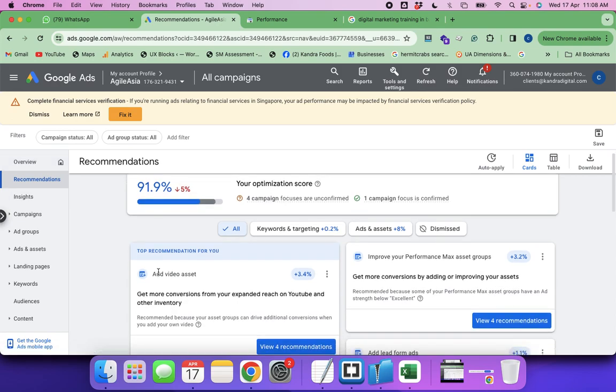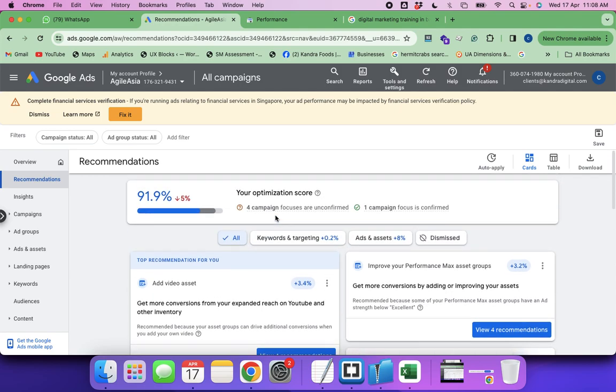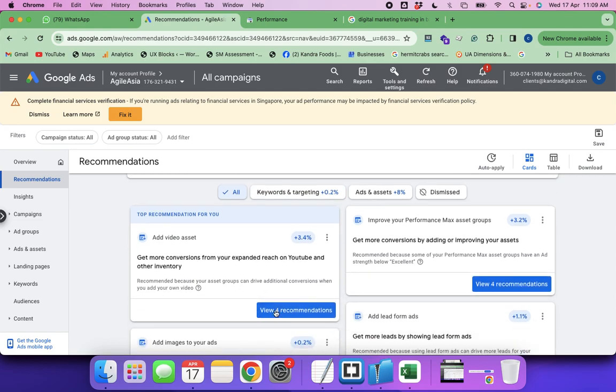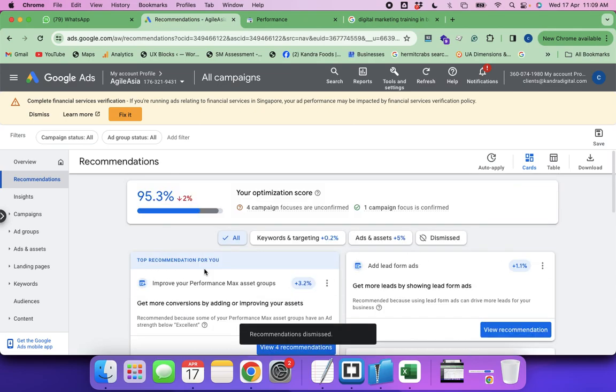Yeah, look at this. Get more conversions from your expanded reach on YouTube and other inventory. Okay, so your optimization score is going to increase by 3.4 percentage. See, this is 91.9 percentage, right? And this will go up when you take an action. You can either view all recommendations and apply them, or even if you cancel this, dismiss all, the optimization score will go up. See, it's not compulsory that you have to accept it. See, now your score has come up, from 91 it went to 95. Do you see that?